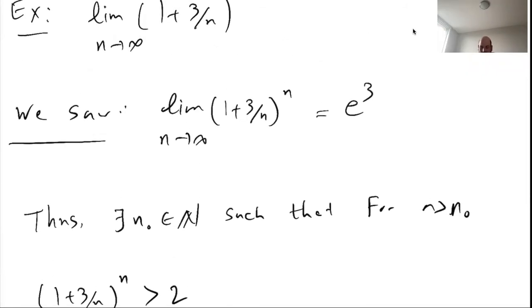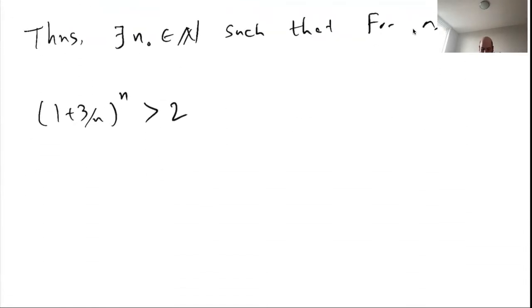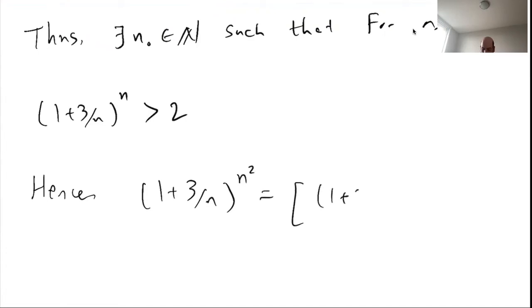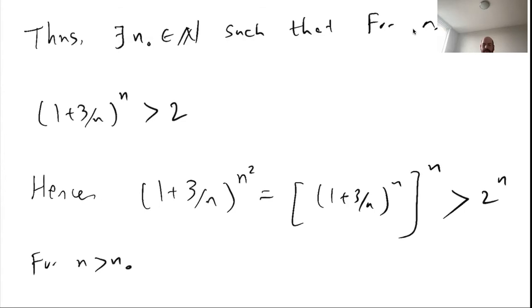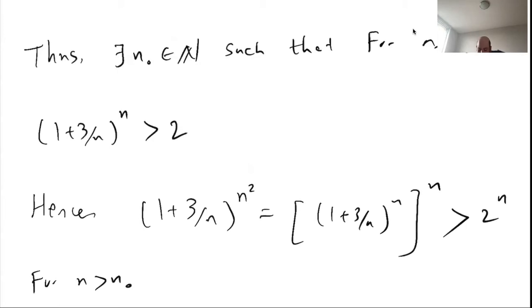So what can we say about the final expression then? Look at the expression given in the question. We can say that 1 plus 3 over n to the power n squared, which is 1 plus 3 over n to the power n, then the whole thing to the power n, will be bigger than 2 to the power n, again for n bigger than n0. Because the expression inside the bracket is bigger than 2, raising to the power n makes it bigger than 2 to the power n.